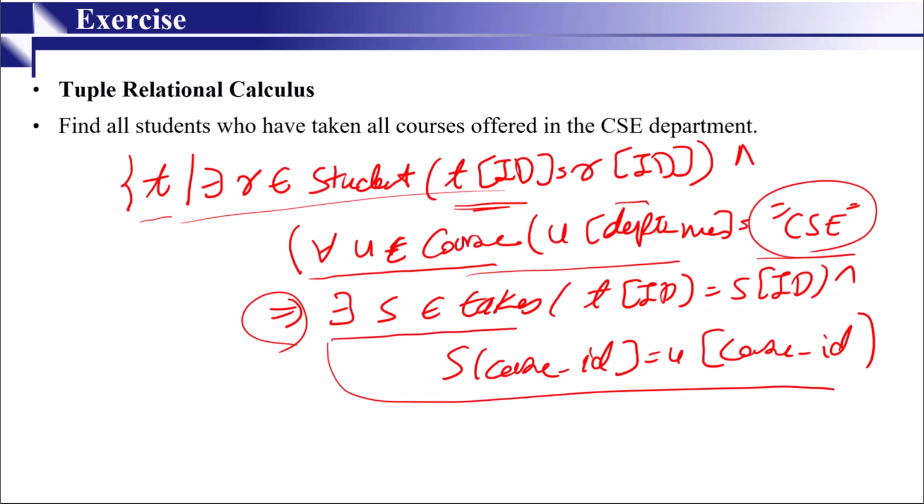Then we say there exists S in takes where T.ID is equal to S.ID and S.course ID is equal to U.course ID. This verifies that the student T.ID has taken the CSE course of U. So we can say there exists an enrollment record S where the student took the course U.